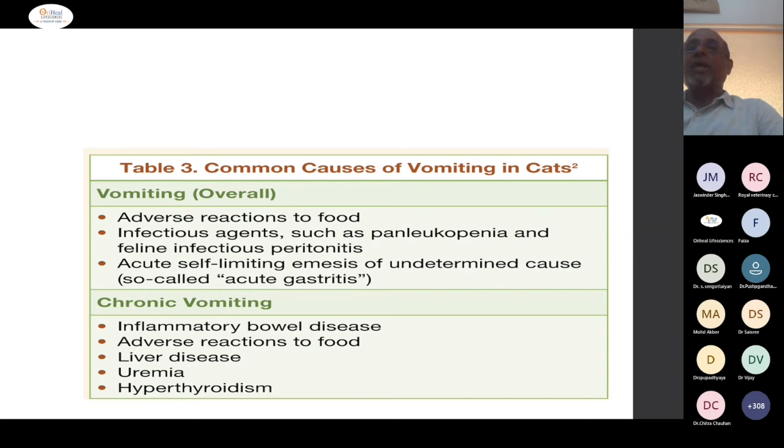Overall, in cats, the causes are adverse reaction to food and infectious agents. Most important, when there is vomiting in a cat, you should think about panleukopenia and feline infectious peritonitis whenever it's so-called acute gastritis. Chronic vomiting: inflammatory bowel disease, adverse reaction to food, liver disease, uremia, and hyperthyroidism. Have it in mind, in cats, hyperthyroidism is very, very common.